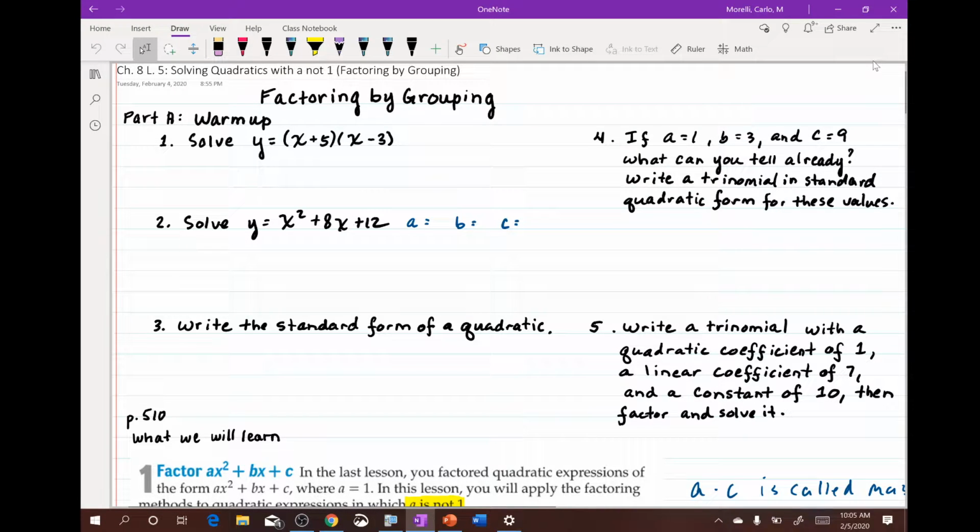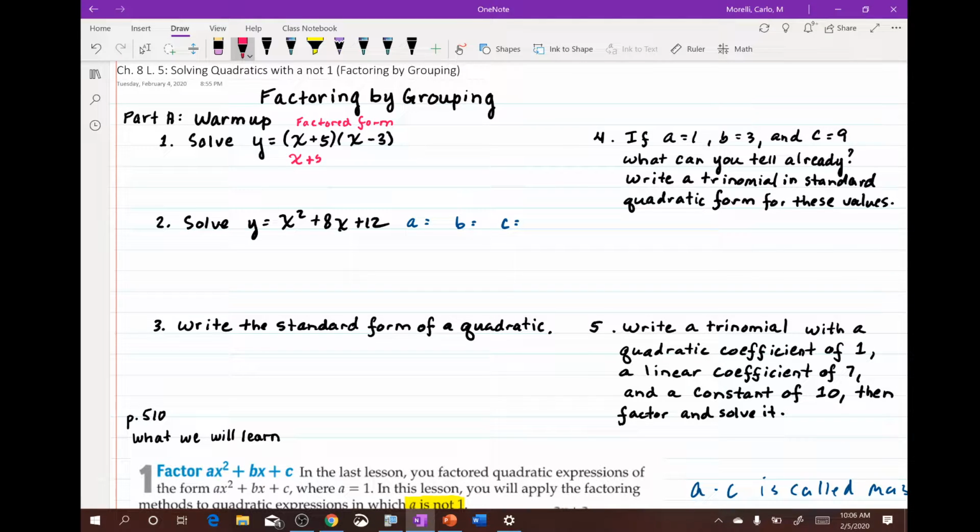Okay, so this is the third period live stream for Wednesday, February 5th, 2020. The warm-up: solve y equals (x plus 5) times (x minus 3). This is already, ladies and gentlemen, in factored form. So all you have to do is set those two factors equal to 0 and solve for x.